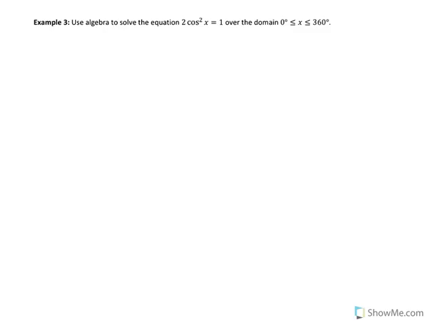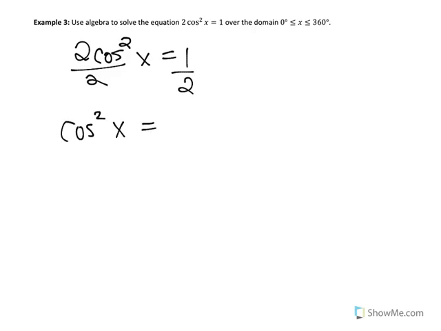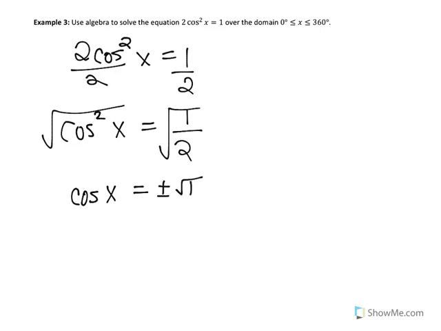All right, next one. Use algebra to solve the following equation. So we have 2 cos squared x equals 1. So very similar to what we've been doing, we're going to get that cos squared x by itself. So we have 1 over 2, and now we're going to have to square root that because it's a squared. So we have cos x equals plus or minus the square root of 1 over the square root of 2. So we have cos x equals plus or minus 1 over root 2. And we're going to be going from 0 to 360 degrees. So this is going to be a lot of options.